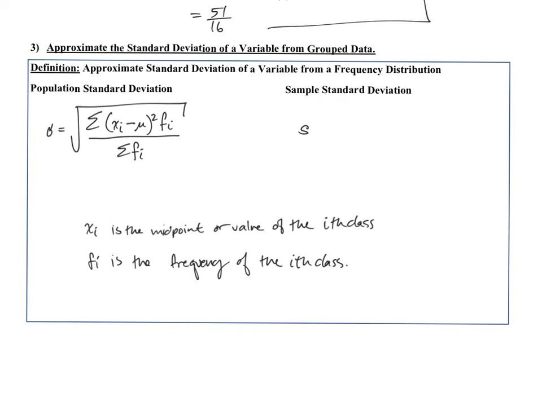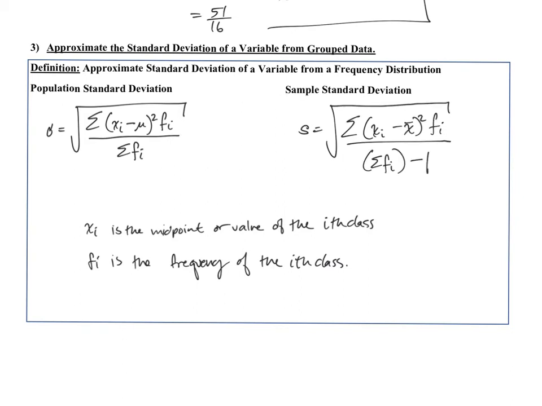So, for sample standard deviation, we use the small s equal to, pretty similar looking notation here, except we're using x bar for our mean, f sub i all over sum of f sub i minus 1. One of the biggest differences here between population would be our minus 1.